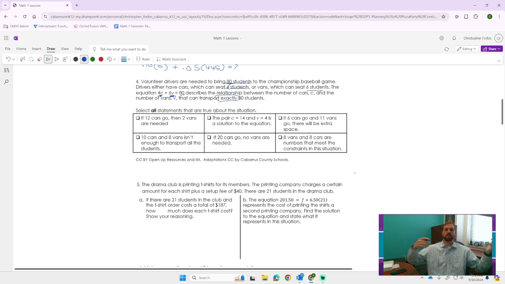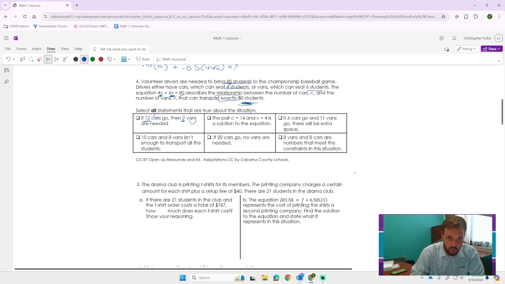So 4C plus 6V. Again, we could have come up with that equation on our own. I wish it hadn't given it to you, but there it is. It says select all statements that are true about the situation. Again, these are like the last 2 problems. We got what a C value is, we got what a V value is. What happens when I plug 12 in for C and 2 in for V? What do we get? You're trying to see if we get exactly 80. Again, this is your chance to pause the video, test out the numbers, see which ones work and which ones do not. Hopefully you have plenty of time.